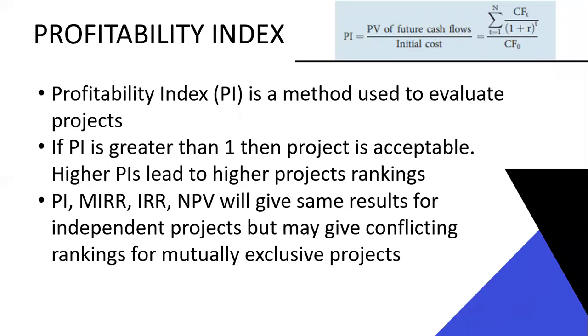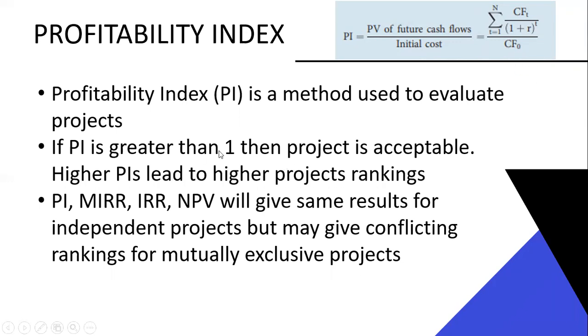Next, I'm going to talk to you about evaluating projects based on the profitability index. Here you can see the formula for how to calculate the profitability index. Basically, you take the present value of all the cash flows and divide it by the initial cost of the project.